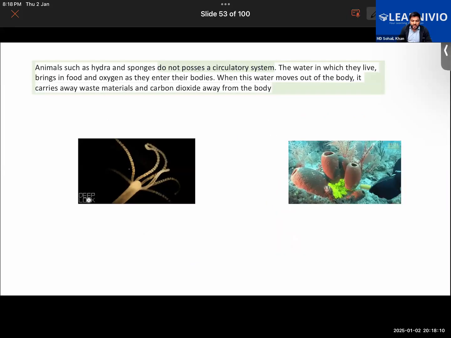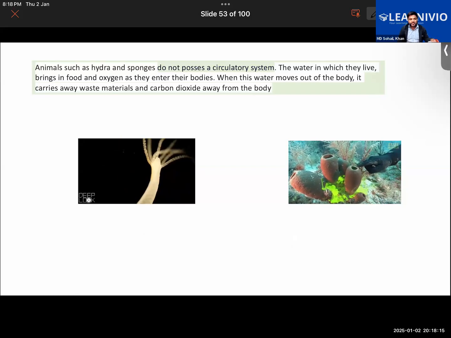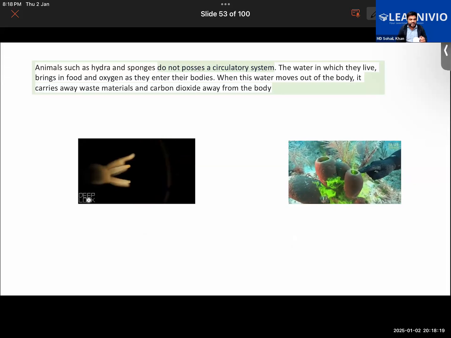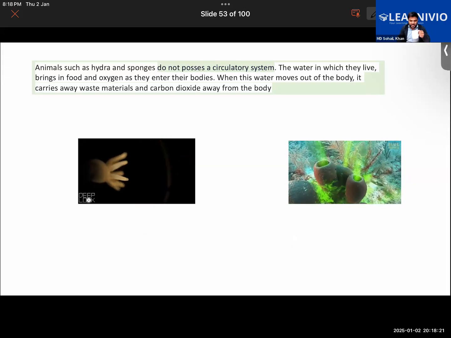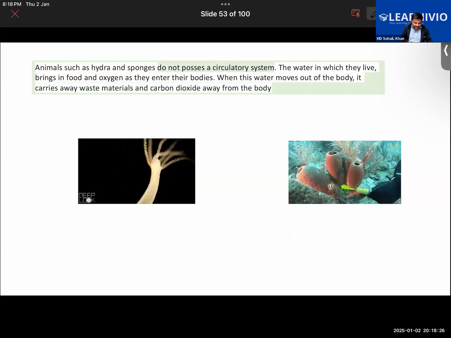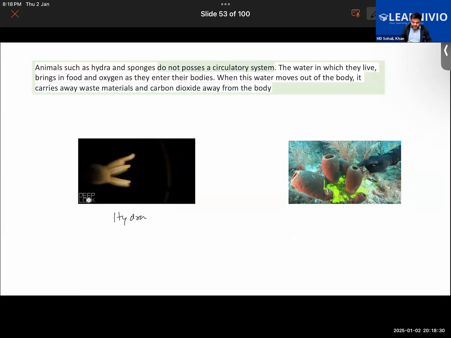Then the question is, do all animals have a circulatory system? They do, but they don't. It's not necessary that all of them have a complex circulatory system just like humans. Take a look at these animations here. This one is Hydra, an aquatic organism, and these are called sponges.